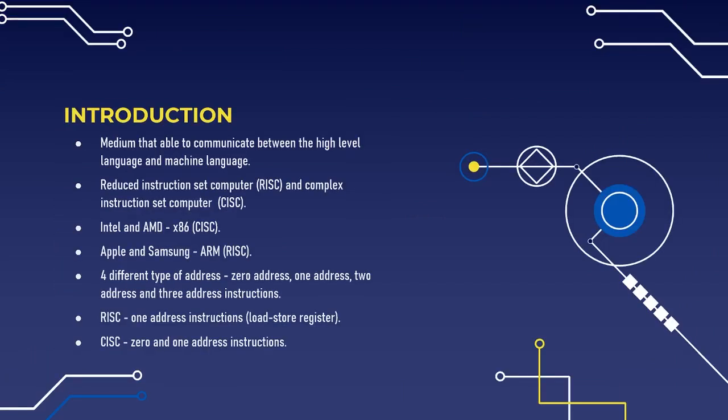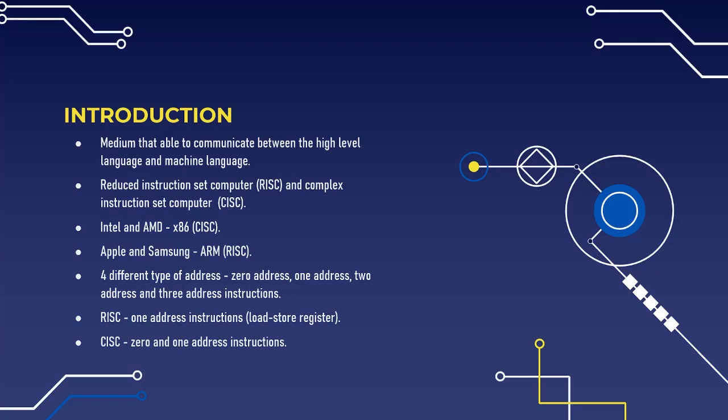Okay, I would like to present the introduction first. So the instruction set architecture is the medium that is able to communicate between the high-level language and machine language. There are two popular types of instruction set nowadays, which are reduced instruction set computer, or we call it RISC, and complex instruction set computer, CISC. There are two major companies that are using CISC right now, which are Intel and AMD, because in most of their microprocessors right now, we can find the x86 architecture being used, such as Pentium 4 or any other processor.